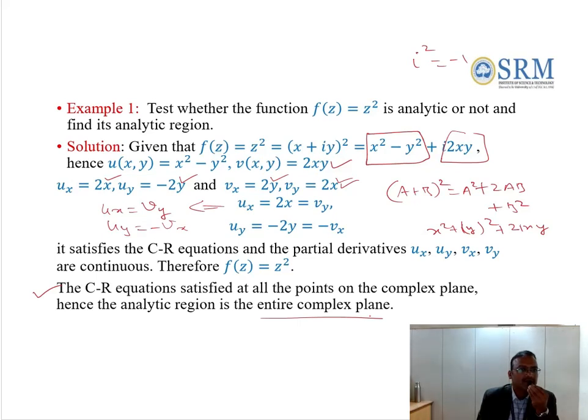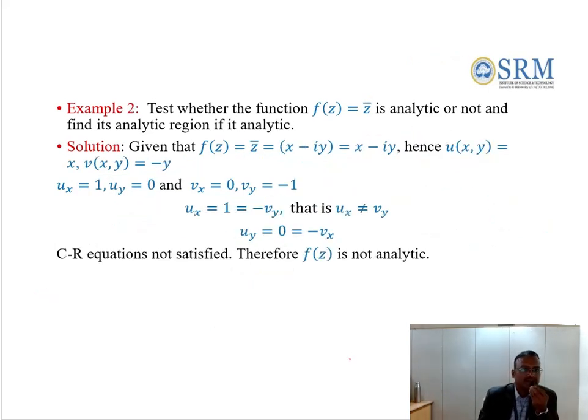Hence, which is analytic in the entire complex plane. Right. So next example, f of z equal to z bar. What is z bar? Complex conjugate. Complex conjugate. Right.